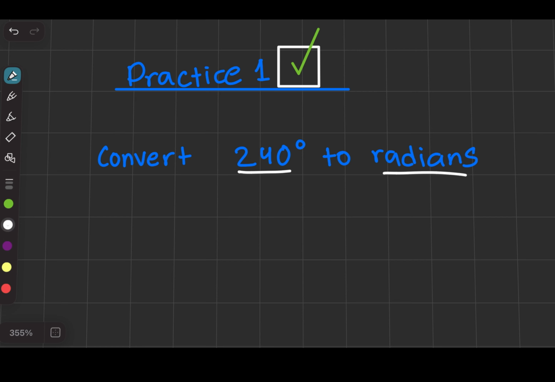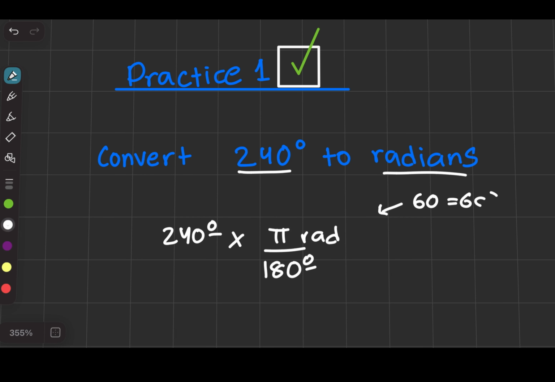Okay, so we're given our 240 degrees. We're going to multiply that by pi radians divided by 180 degrees, because our objective is to divide out the degrees. And based on this, we can see our common factor and work on that. So our common factor is going to be 60. So here we're left with 4, and here we're left with 3. So our final answer is 4 pi over 3 radians.